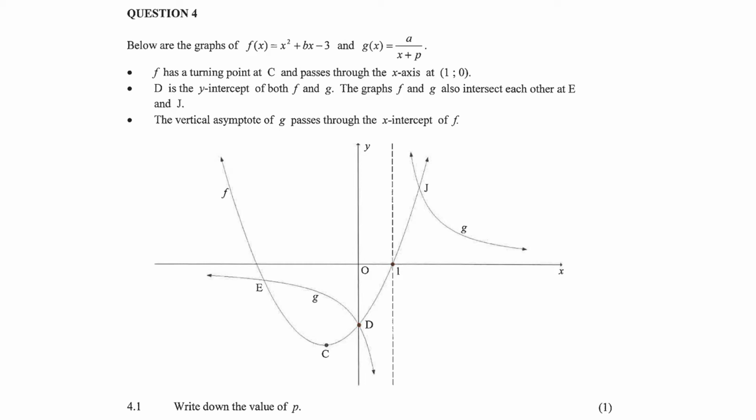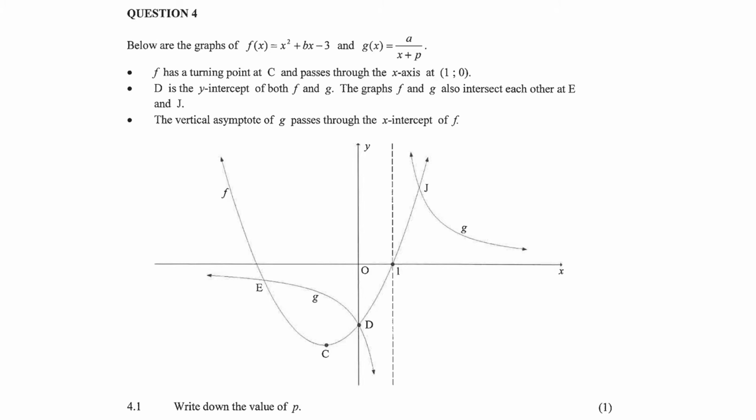D is the y-intercept of f and g. The graphs of f and g also intersect each other at E and J. So the last bullet is the vertical asymptote of g passes through the x-intercept of f. So that is when x is equal to 1.